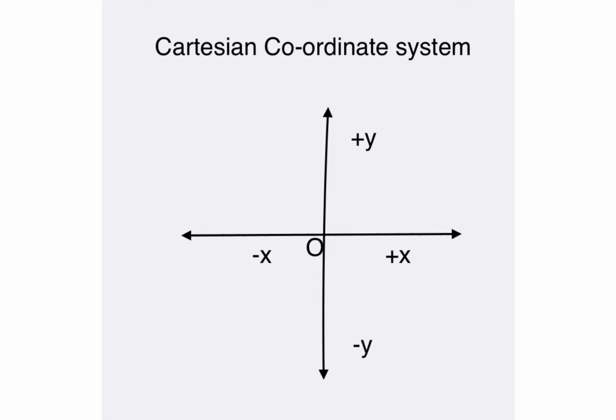You know that x-axis and y-axis intersect each other at O, which is called the origin. You can see here on the right hand side of the origin positive values of x are taken, left hand side negative values of x are taken. On the upper side of the origin, positive values of y are taken, and on the lower side of the origin, negative values of y are taken. So if any measurement is taken with the help of this Cartesian coordinate system, it will have signs according to this.